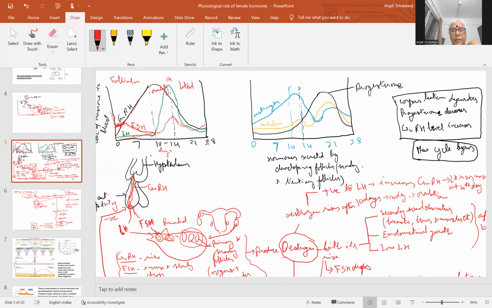Then primary and secondary follicles are formed. Then estrogen is produced. This estrogen is showing the negative effect on the LH. With the LH control, the FSH is also controlled. Follicular development is ceased, and then estrogen rises after 10 days.